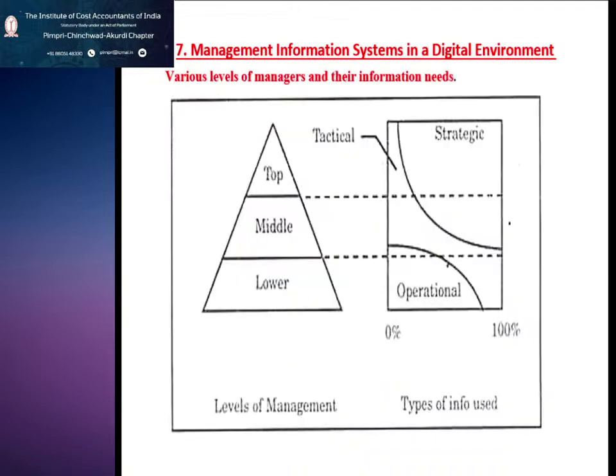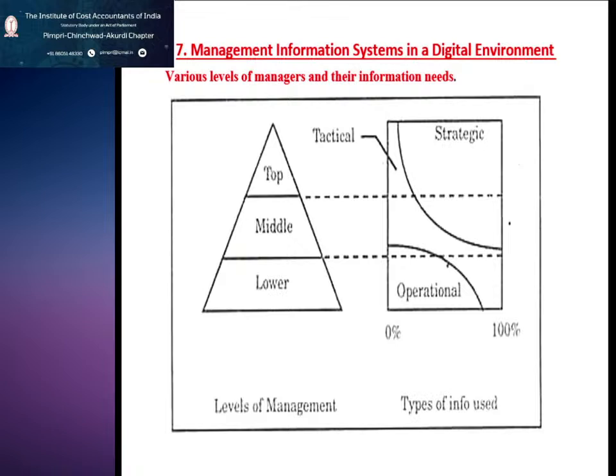So just to give a diagrammatic presentation of what the concept of information overlap would mean, this is it. If you see this diagram, on the left hand side is the level of management and on the right hand side is the information. On the scale of 0 to 100%, at the top level there is tactical and strategic information, at the lower level it is operational, but in the middle level there are insights required which are tactical to some extent and to a large extent strategic also, and there is an overlap of operational information.